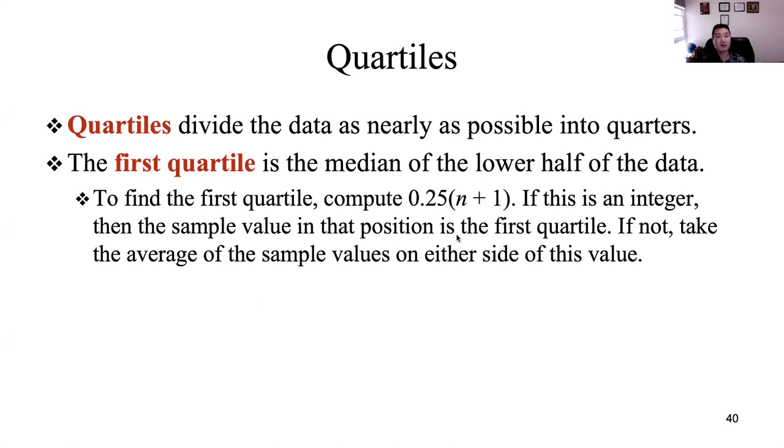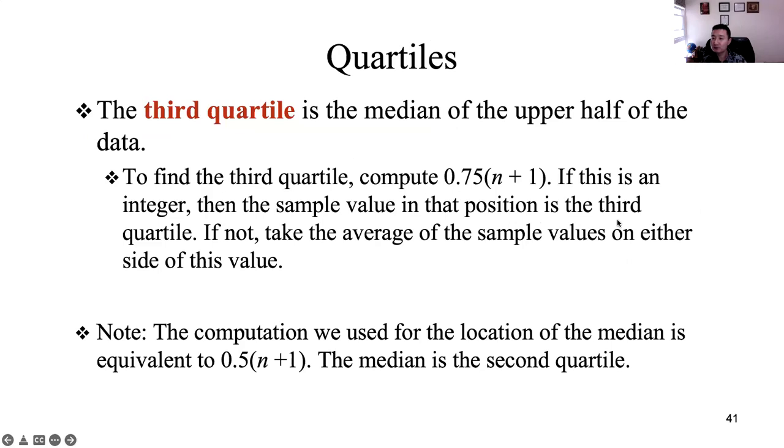We stop here. Quartile is similar to median. Quartiles divide the data as nearly as possible into 4 different quarters, and the median divides the data into the top and bottom halves. And the first quartile.